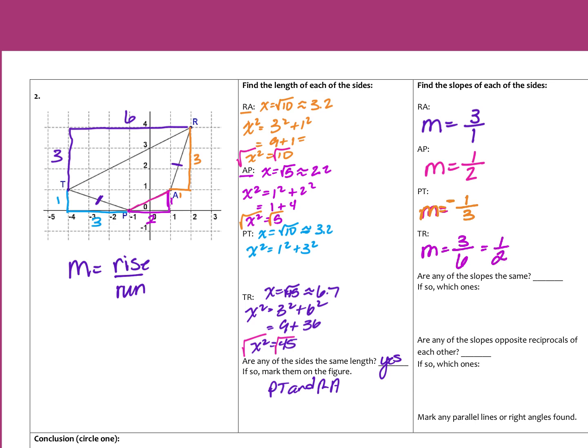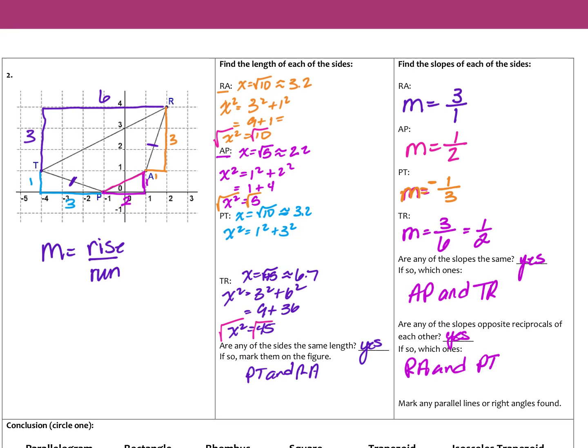Okay. Do I have any that are the same? Which ones? AP and TR. Do I have any that are negative reciprocals of each other? Yeah. But remember, negative reciprocal means one's negative, one's positive, right? And then my fraction is what? Flipped. So do I have one like that? Yes. Which one is that? RA and PT.